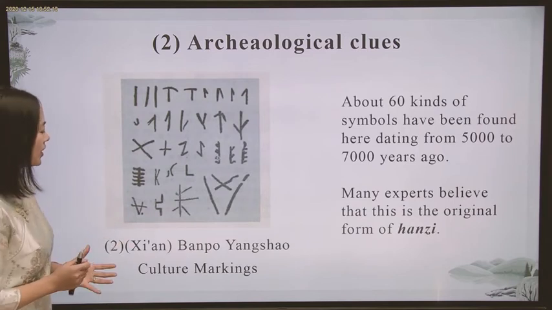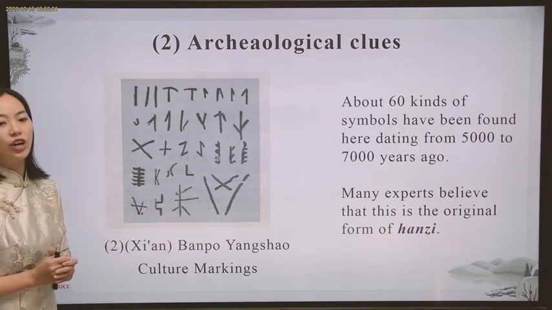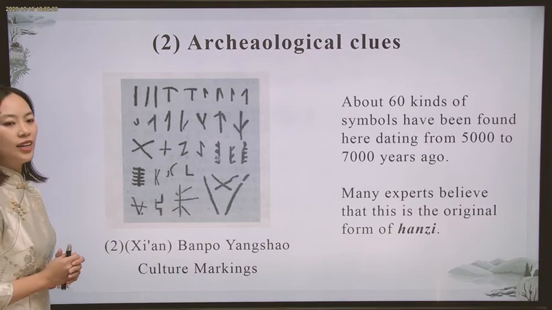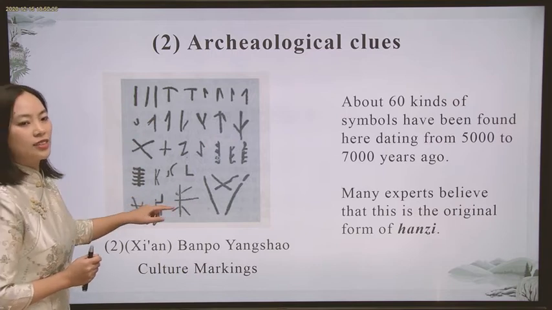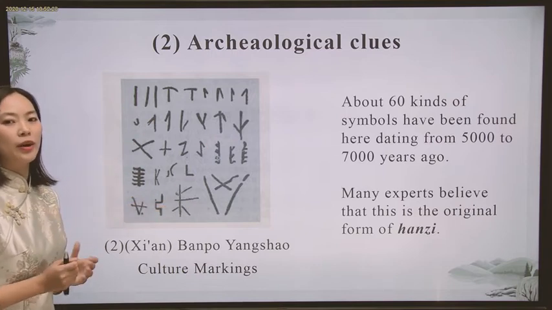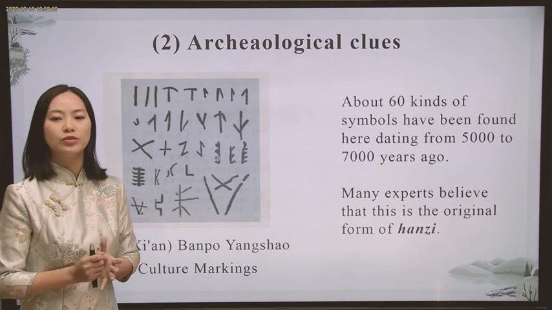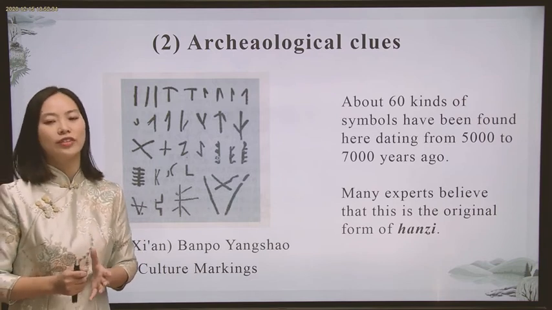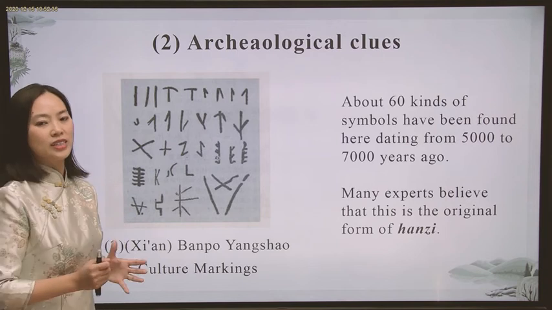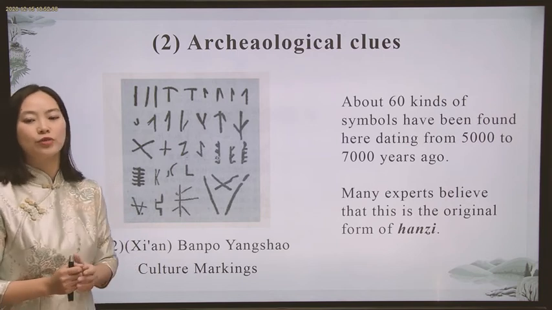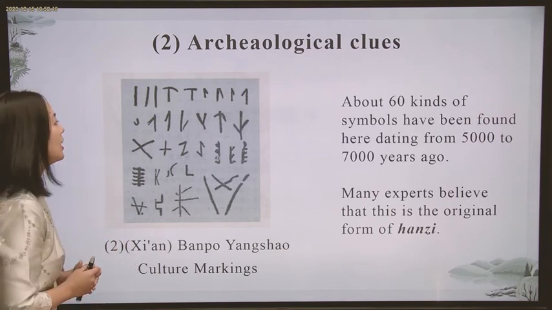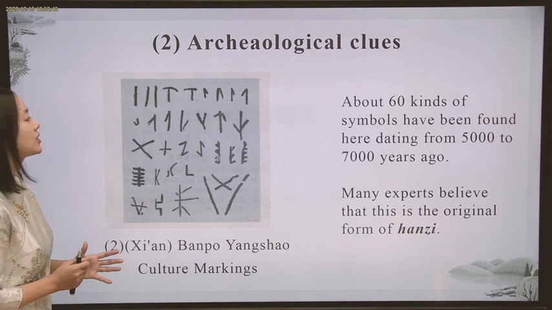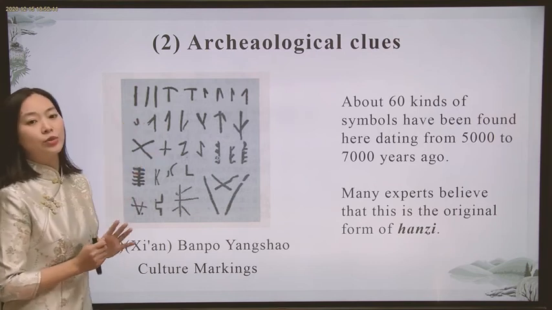They are markings from the Banpo Yangshao culture. All of these are from Xi'an. About 60 kinds of symbols have been found here, dating from 5,000 to 7,000 years ago. Many experts believe that this is the original form of Hanzi. Experts think that they are original numbers.